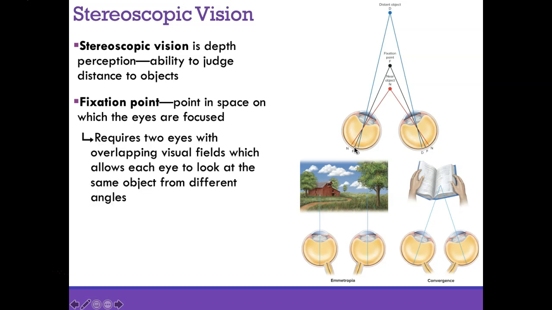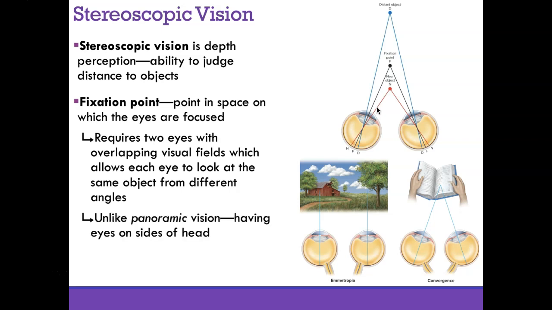But depending on if the object is near or distant, that fixation point may be slightly medial or lateral. Because we need to use two different eyes with overlapping visual fields in order to perceive depth. So our eyes are tilted. This is called convergence, right? We can tilt our eyes so we can overlap them. And when we have this overlap, we overlap the visual fields, we can look at the same object from different angles and then perceive depth.